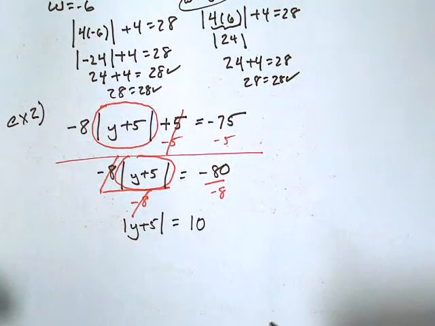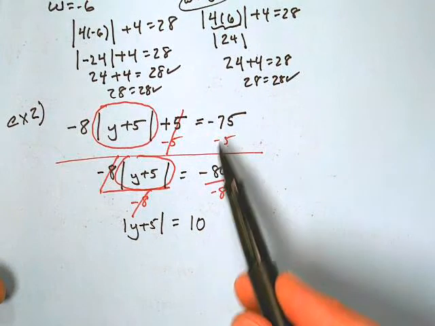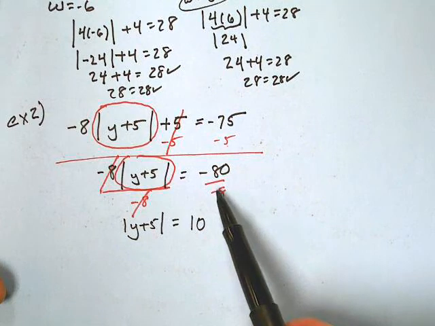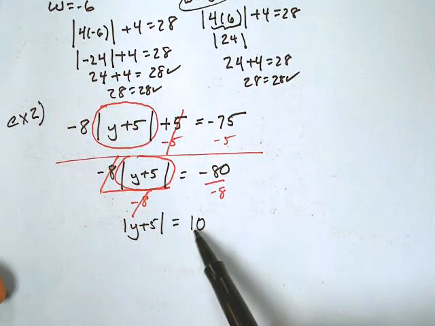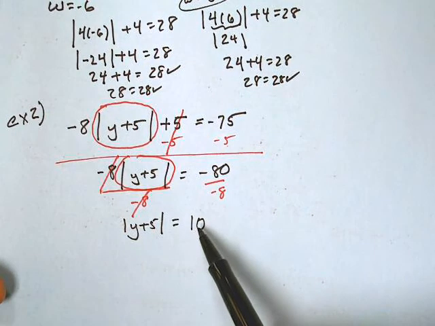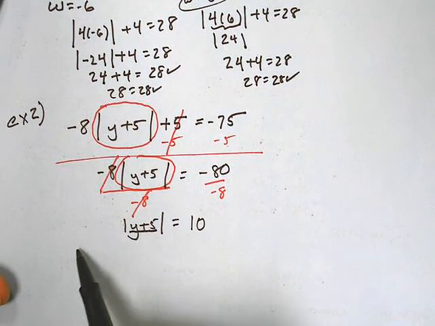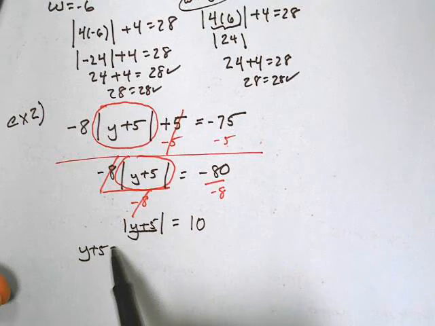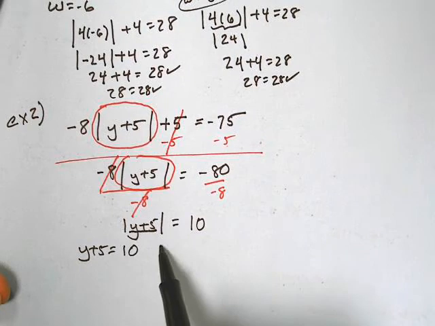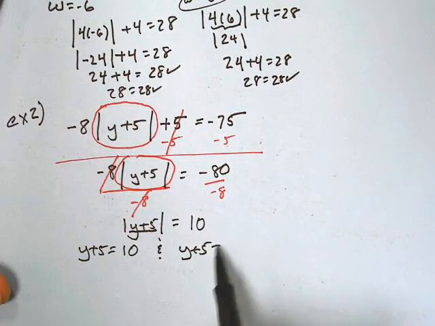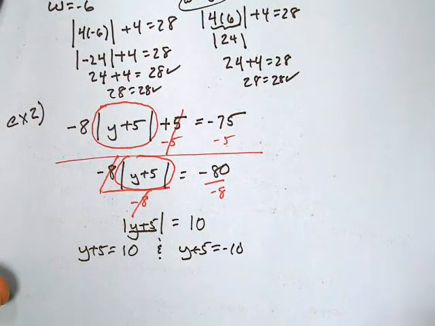Now that was important, by the way. I was kind of thinking this might be a no solution kind of a problem, but because I divided a negative by negative, my absolute value is now equal to a positive 10, and I can continue. Now this is the tricky part. You have to set the inside, y plus 5, equal to 10, but you can also set up another equation where the inside, y plus 5, equals the opposite of 10, which is negative 10.